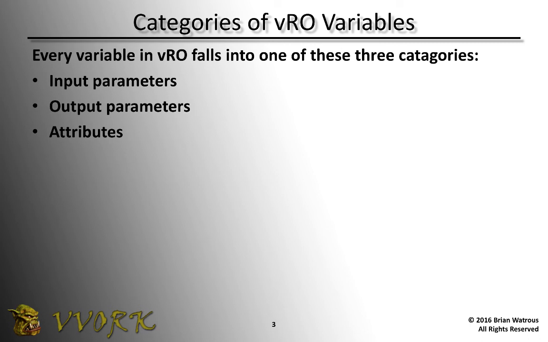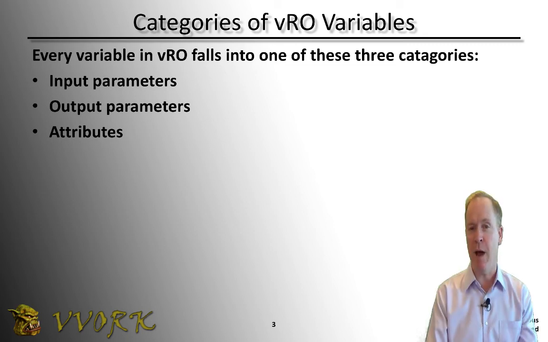As you can see here, every variable in Orchestrator falls into one of the following three categories. There are input parameters, output parameters, and attributes. Input parameters are used to get information into your workflow. So if a human being's running your workflow, we use an input parameter to ask that person for a piece of information. And similarly, input parameters can also be used when it's not a person calling your workflow, but something like another workflow or the workflow scheduler or an external system such as vRO.